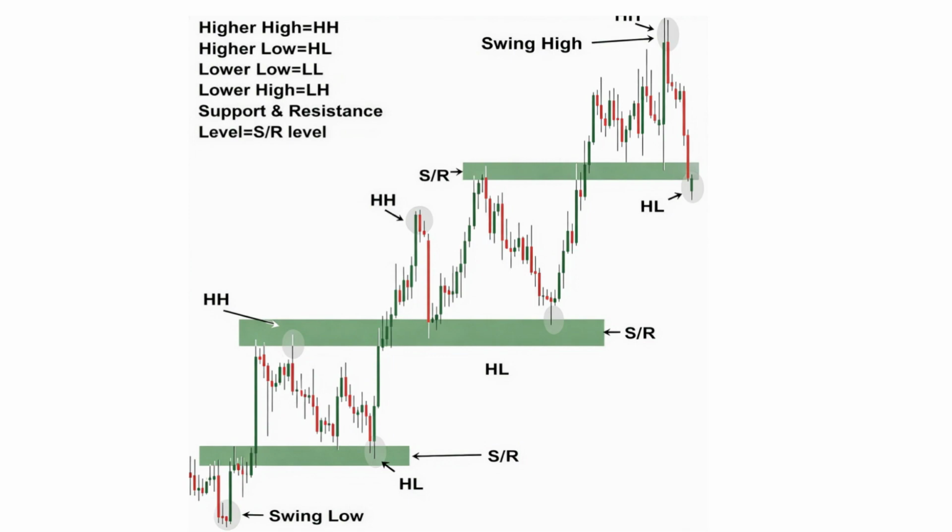In an uptrend, smart traders don't buy at the top. They wait for price to come down to the higher low or support area and then look for buys.